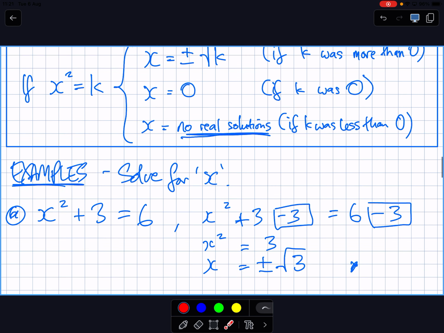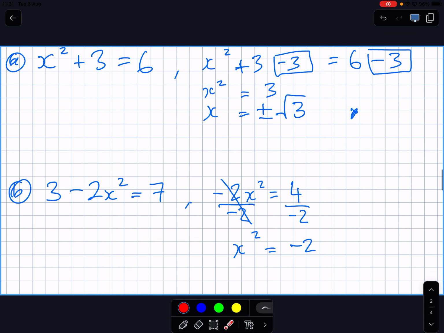At this point in year 10 maths, we cannot have the square root of a negative number. So you go x equals no real solutions. Have that done, please.